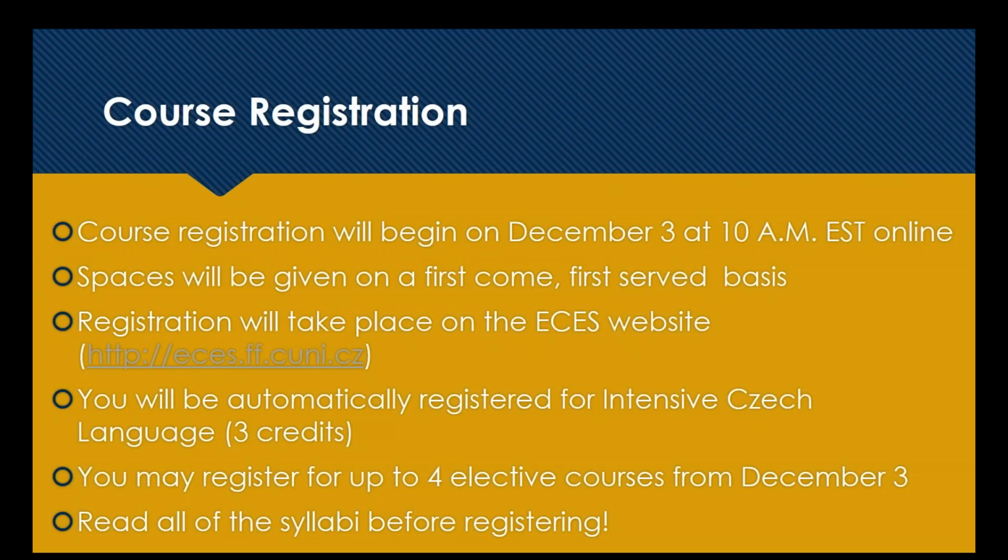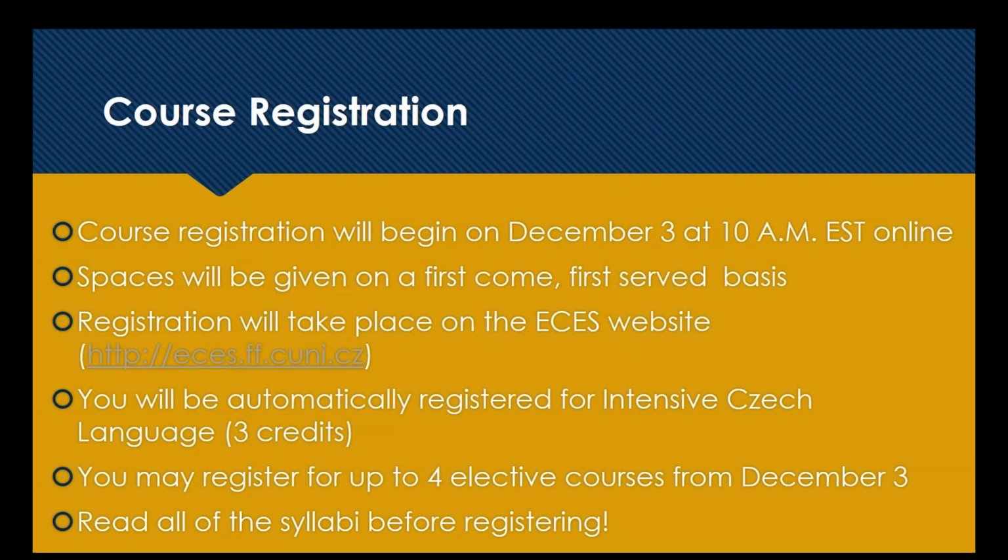At this time, from December 3rd, you will be able to register for up to 4 elective courses. In the end, you will be able to register for up to 6. Most of our students take 3 or 4 electives over the course of the semester. And so once you arrive to Prague, if you want to add an additional 1 or 2 electives, you can. But for now, the maximum is 4.